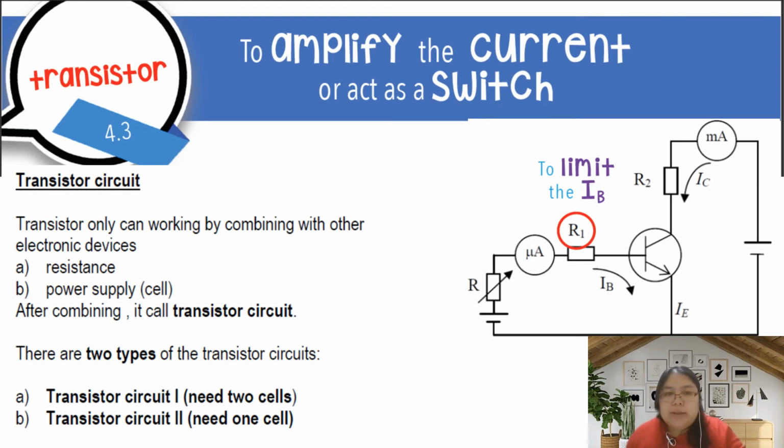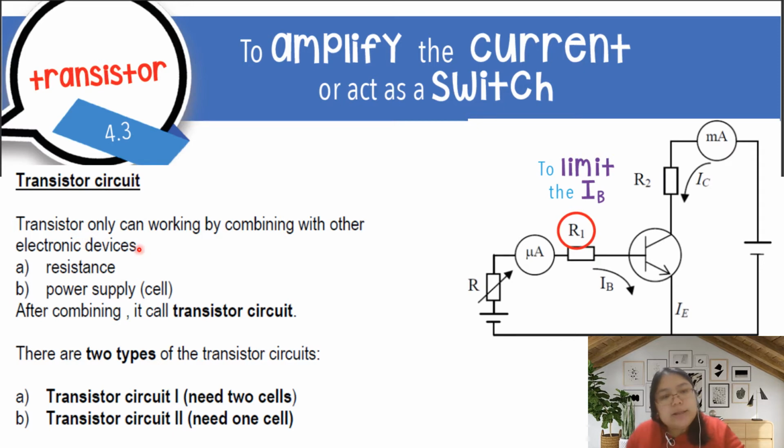Okay, now we're going to see the function of the transistor. First, they say it amplifies the current, or you can say it's a switch. So that means the transistor has 2 functions. One is to amplify, to make the current bigger. The other is to be a switch, an automatic switch. So from here, we want to introduce the circuit of the transistor.